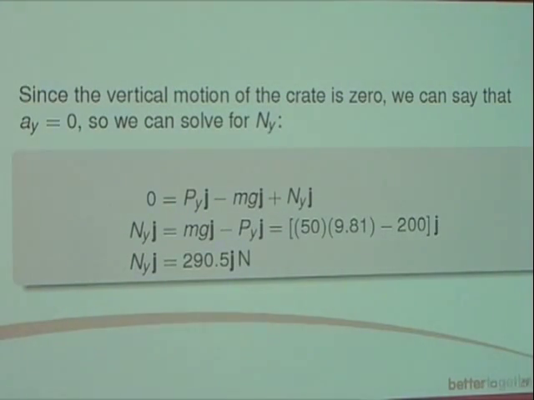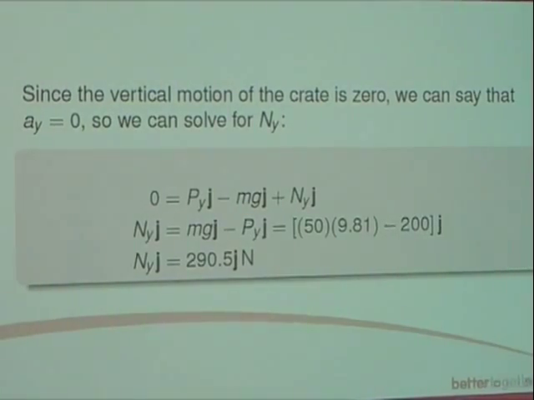We can plug in mg, which is 50 times 9.81. We worked out the vertical component of P, which is 200, and so we can now work out that Ny comes out to be 290.5. So that's the first step of our equation. We've now got the normal reaction force, 290.5 newtons.